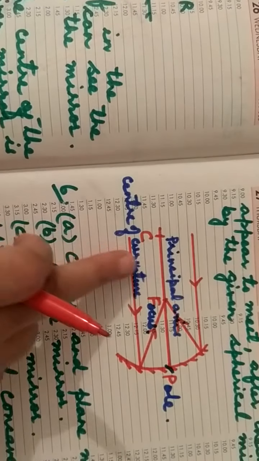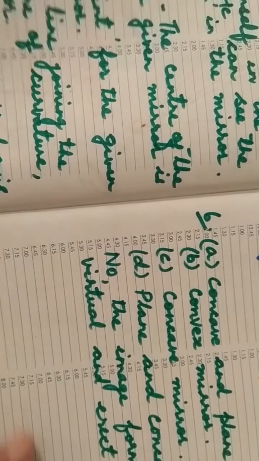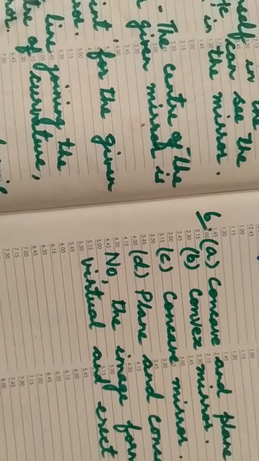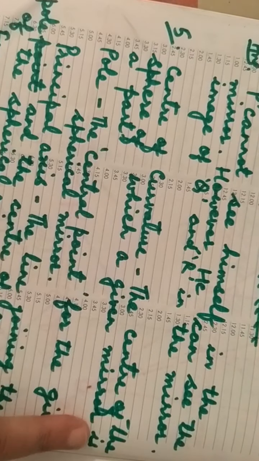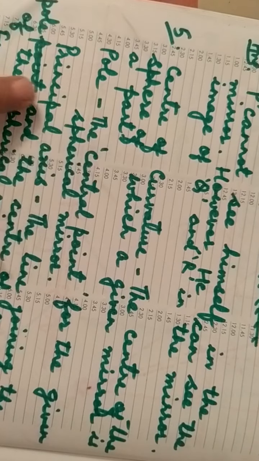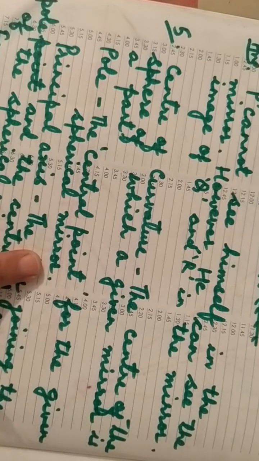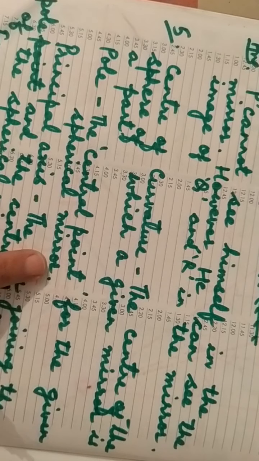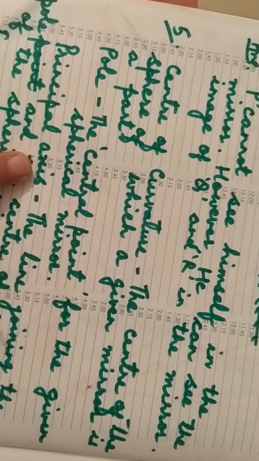See here, children. This is the definition of all the four terms. The center of curvature is the center of the sphere of which a given mirror is a part. The pole is the central point of the given spherical mirror. Each and every term you are able to understand very nicely, because we had already discussed each and every point, isn't it?